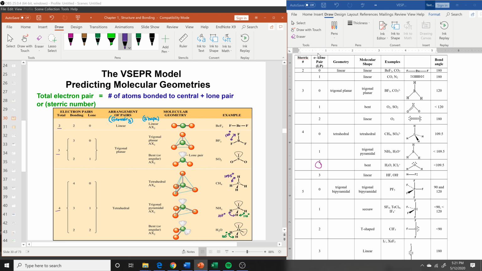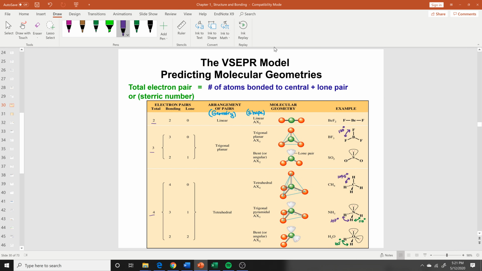But in this sheet over here, it does have all the bond angles that you will need for your assignments. So this here is the steric number. If you have a steric number of 2 and a lone pair of 0, then your geometry is going to be linear, and the bond angle is going to be 180 degrees. There are no lone pairs, so they're not going to affect the bond angle. It's going to stay 180 degrees.